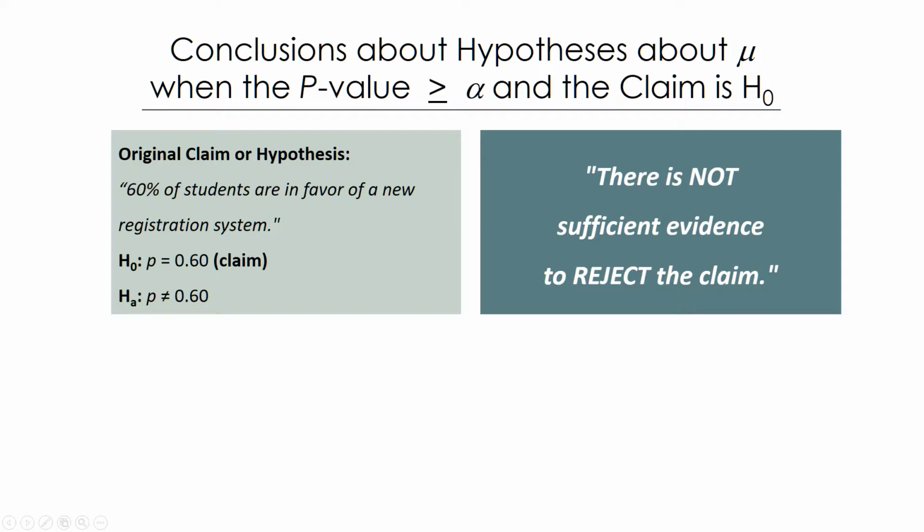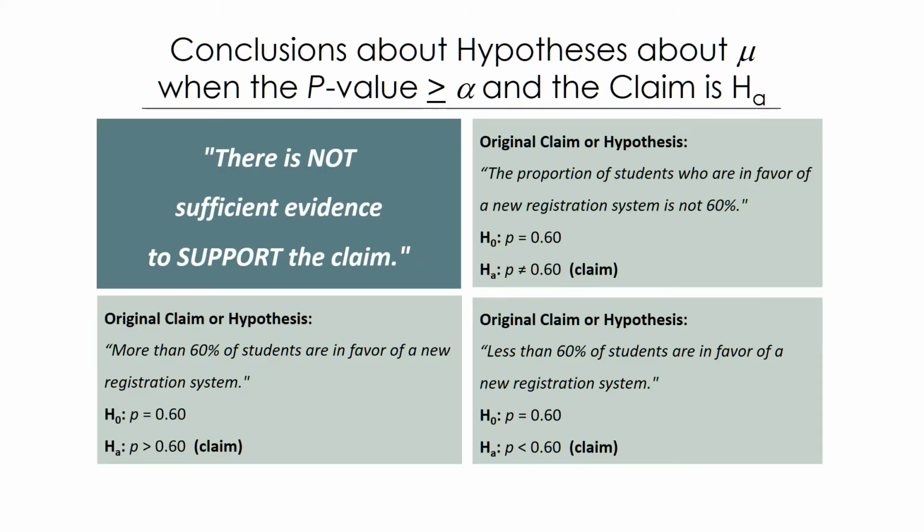we say there's not sufficient evidence to reject the claim. So it's just the 4 cases. P-value small, claim HA; p-value small, claim H0; p-value large, claim H0; p-value large, claim HA. So you just have to keep straight which conclusion you're looking at for what your p-value is and what your claim is.